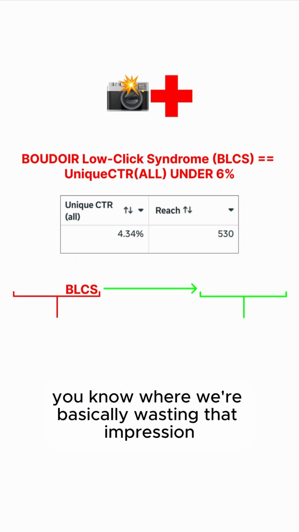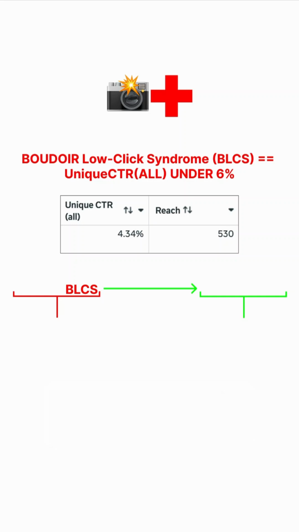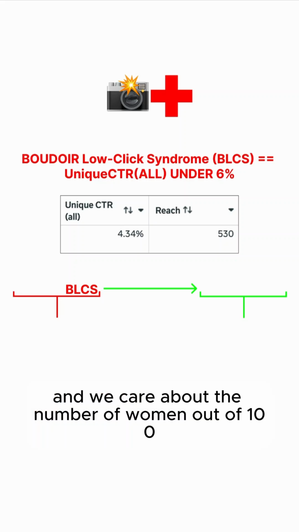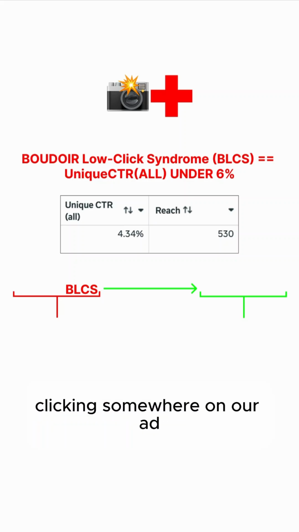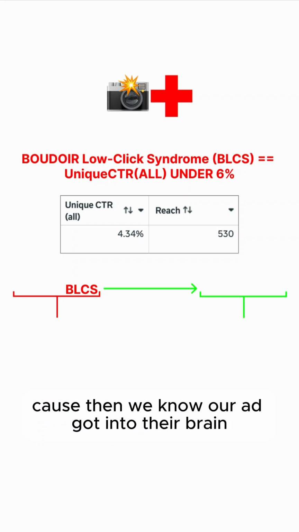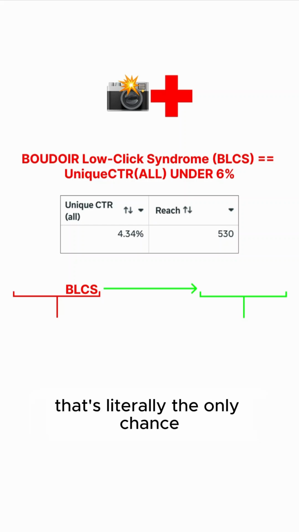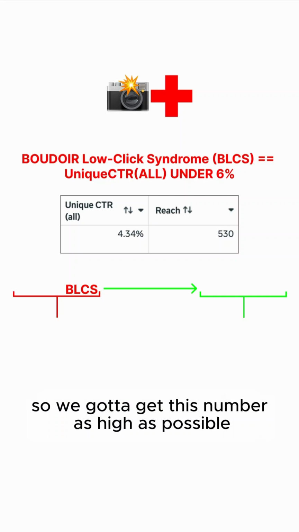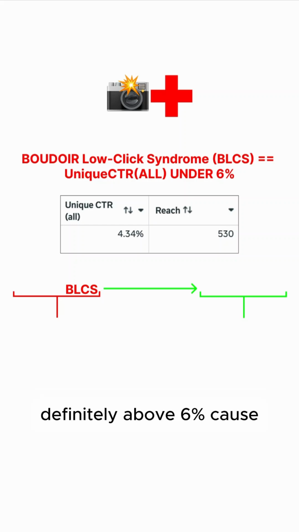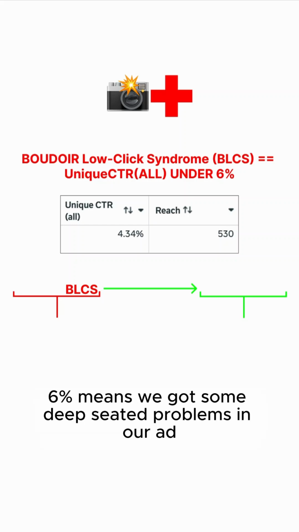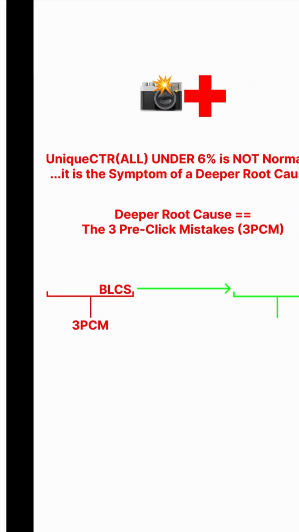where we're basically wasting that impression. And we care about the number of women out of 100 clicking somewhere on our ad because then we know our ad got into their brain. And when our ad gets into their brain, that's literally the only chance we have at them buying from us. So we got to get this number as high as possible, definitely above 6%, because 6% means we got some deep-seated problems in our ad.